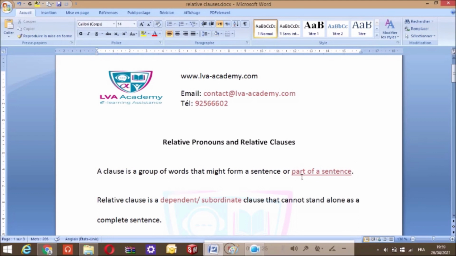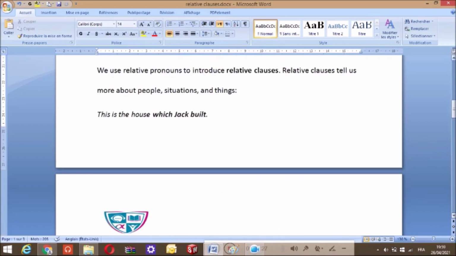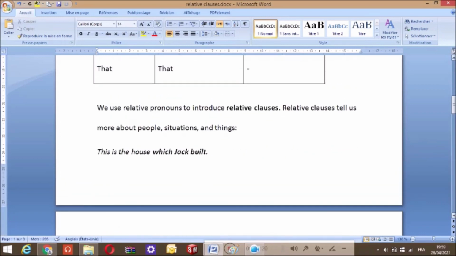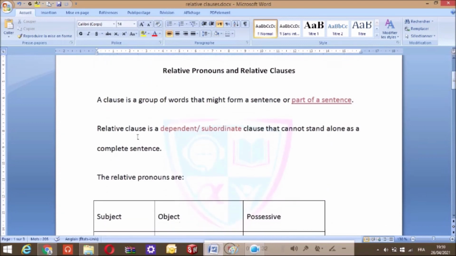Why did I say part of a sentence? Because a relative clause is a dependent or a subordinate clause that cannot stand alone as a complete sentence. What does this mean? It means that the relative clause is not a complete sentence that conveys a full idea or a clear idea. It is a complement to the main clause.